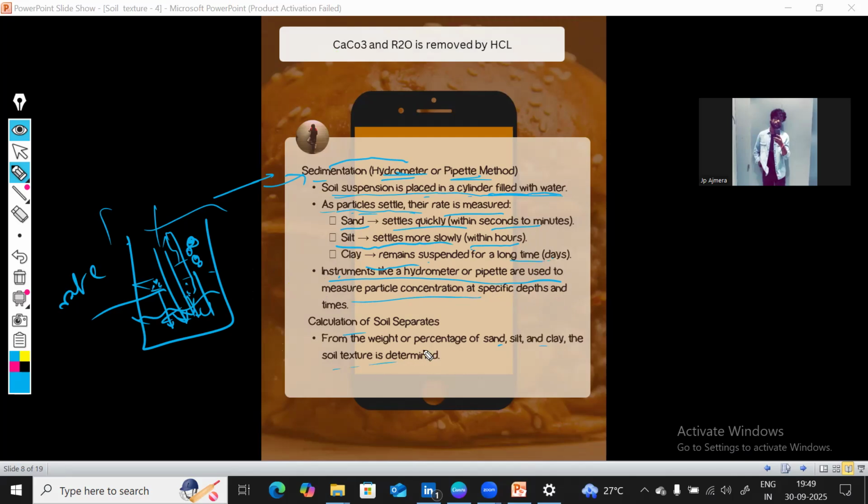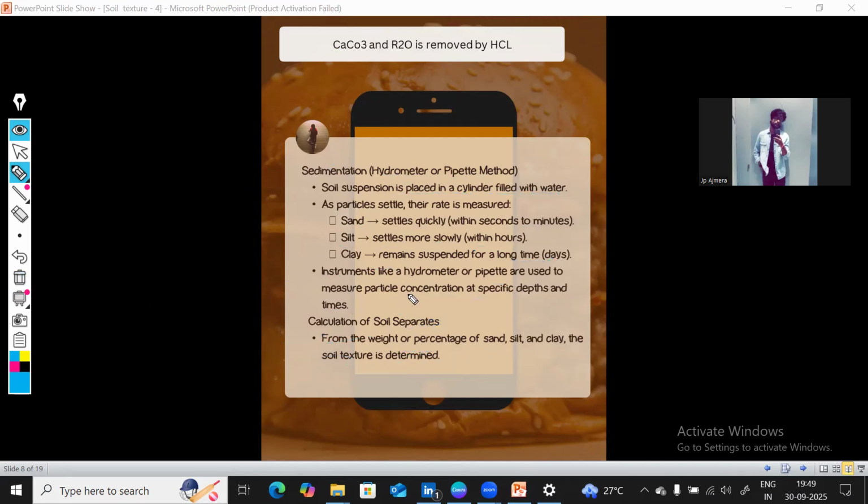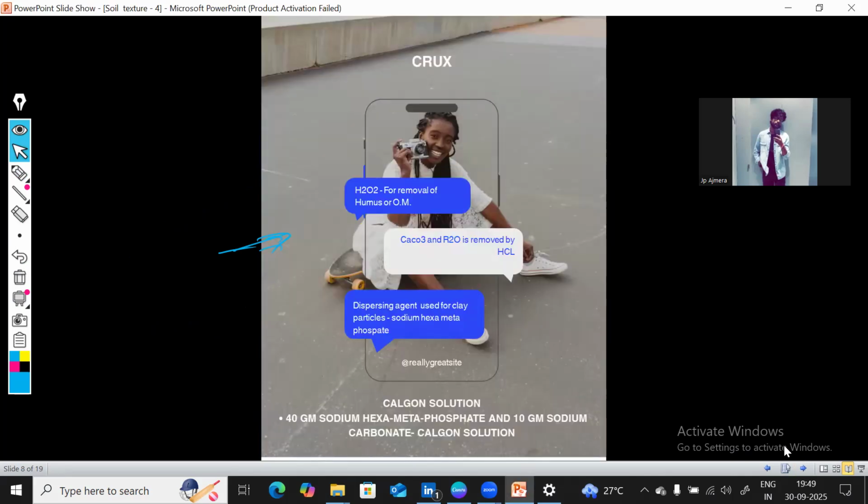Okay, what is the soil texture determination? That is right here. It's important, but I ignore going too deep into this. Okay, let's see what is next. The same things come again. We already discussed that.